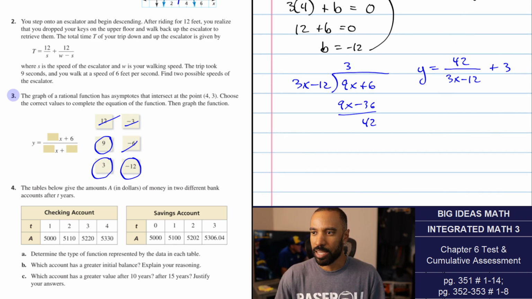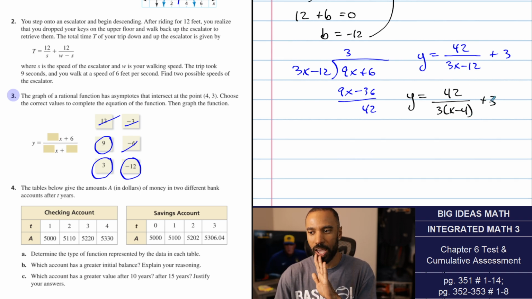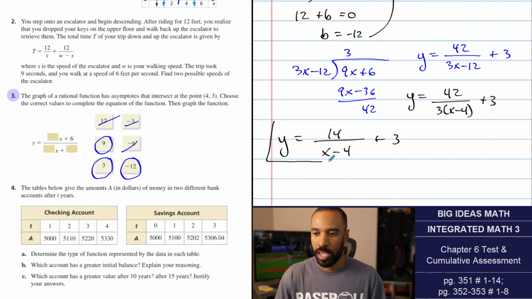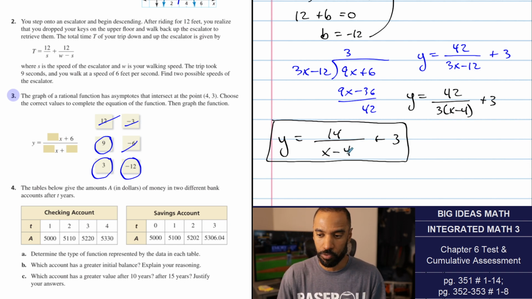Now, a couple things I can still do here, by the way. 3 is a common factor on the bottom. So I can factor 3 out and get the x minus 4, which really helps in 2 ways. 42 divided by 3 is 14, and this gets us in that proper graphing form. So being 14, that is now our a value. It's not only smaller, but it is the a value. And there's the equation. Does this equation seem to agree that the vertical asymptote is 4? Yes.